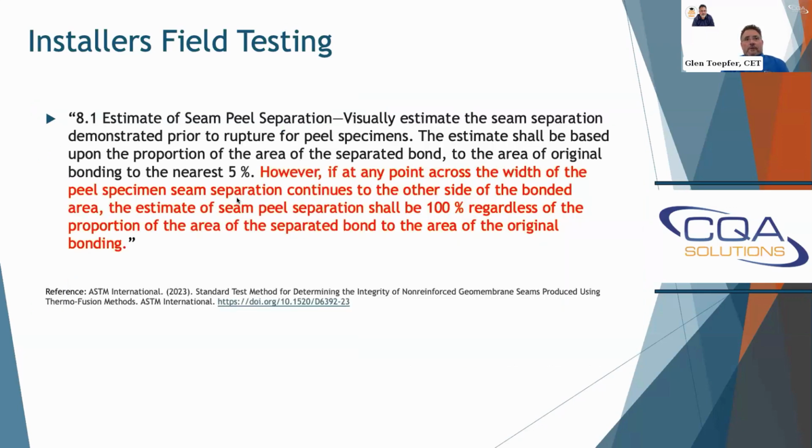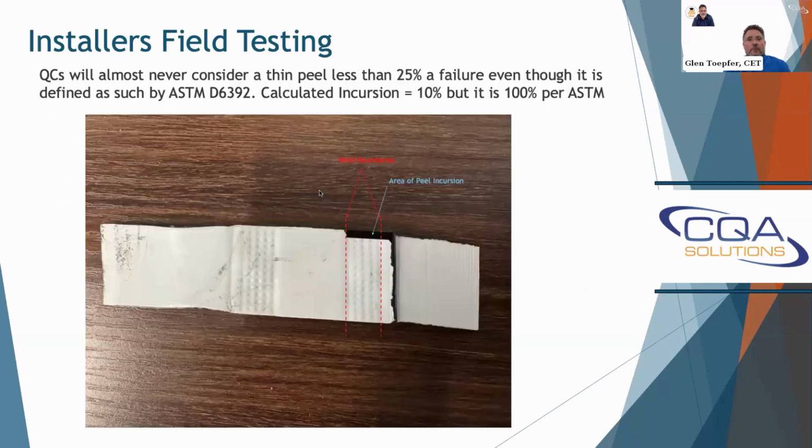Then I threw this in here just from the ASTM. This is really if you're following the ASTM for your peel separation. There's a part in here that I colored red, or whatever color it's showing up on your screen. It looks orange on mine, but it was red on the PowerPoint. Anywhere across the width of the seam, if the peel goes across that width, it's 100% peel, and most people aren't going to realize that. Most QCs aren't going to realize that in the field. A lot of CQA people don't even realize that, but it's something to keep in mind.